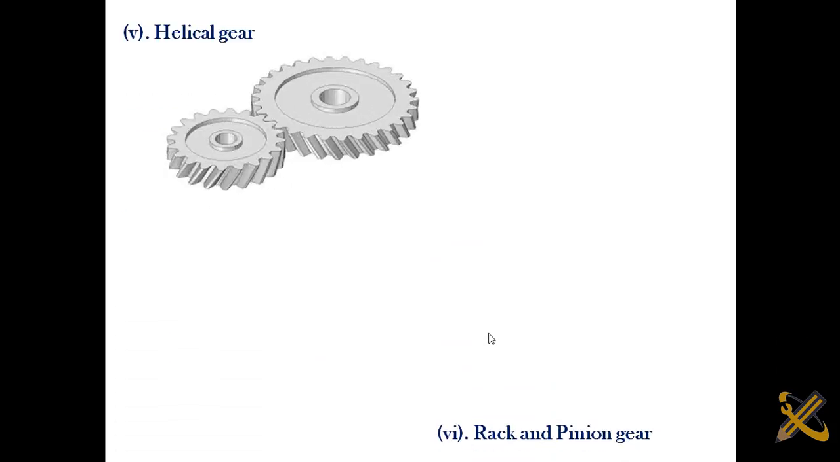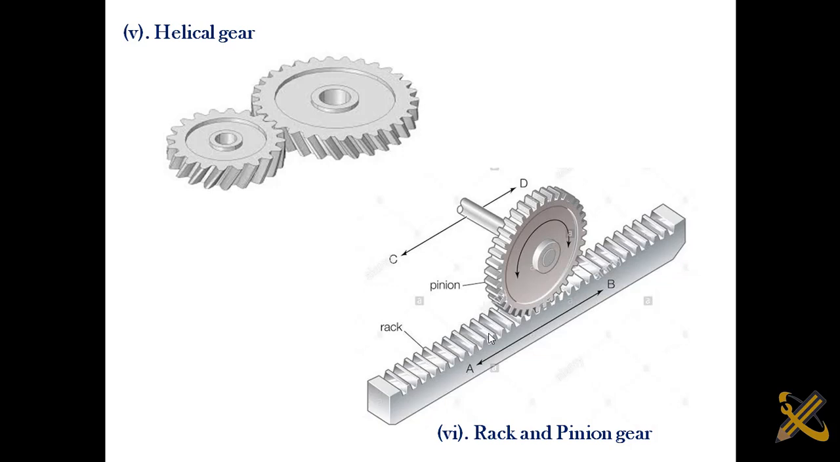The sixth one is a rack and pinion gear. Rack and pinion gear is actually used to convert rotational motion into linear motion. An example of this is typically the steering, if your daddy owns a car, if your parents own a car.